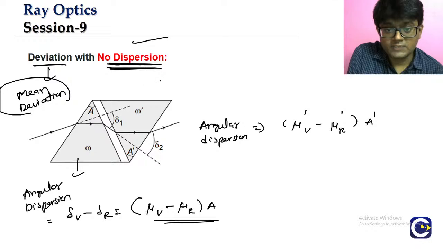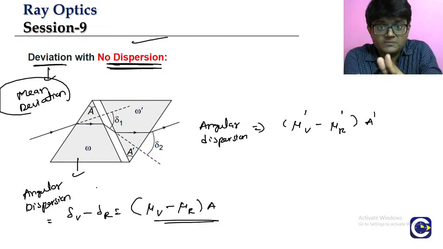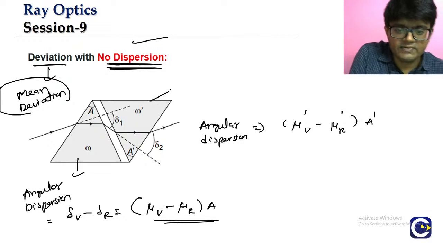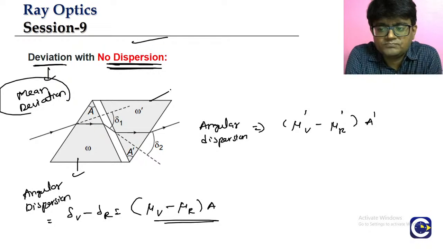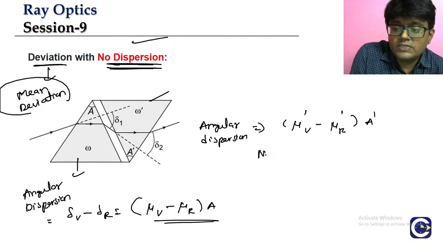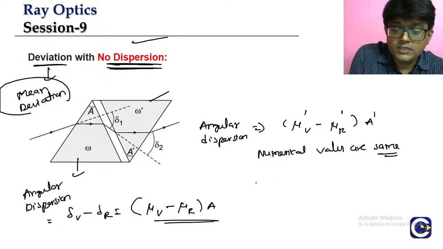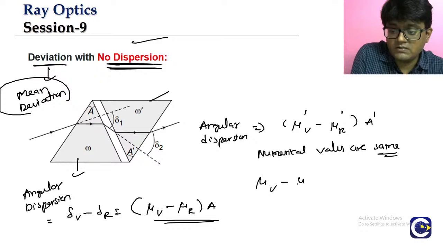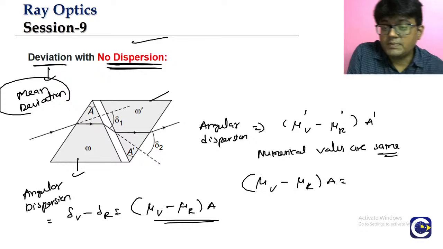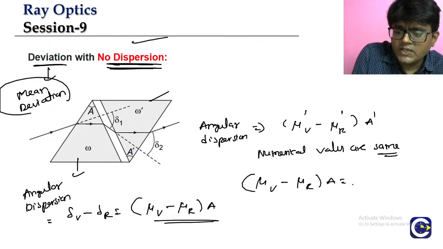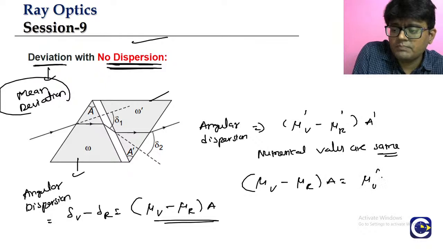No dispersion means that whatever angular dispersion is created here should be countered in the second prism. Anyway, it is inverted, right? So when will it be countered? It will be countered when the numerical values are the same. Same as the previous one, but in the previous case we were equating the mean deviation, and here we are equating the angular dispersion. Mu V minus mu R into A should be equal to mu V dash minus mu R dash into A dash.